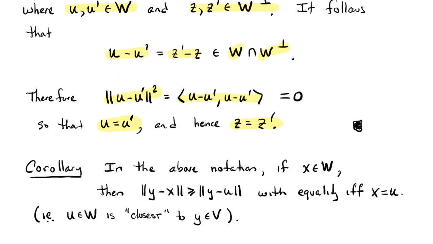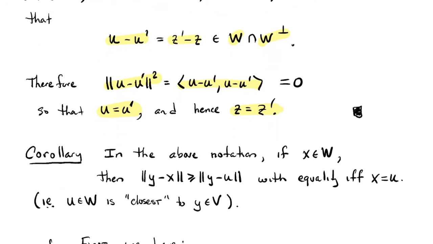Cool. Borrowing the notation, I'm not going to restate it all. So in the notation of the theorem, we have a little corollary here that if you take any vector x in W and you look at the distance between it and that y in the theorem, that distance will be at least as big as the distance of y to u in the theorem. And the equality will hold if and only if x is equal to u. Okay, so another way to say that is that u is the vector in W that's, quote unquote, closest to y, the given y.